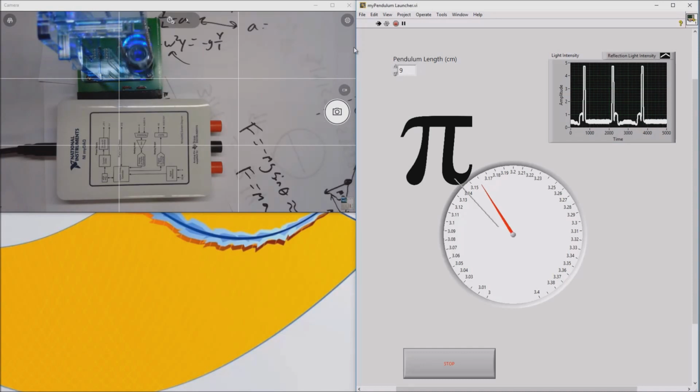So here you can see we're so close to 3.14. And you know, there are some inefficiencies in the system that are potentially causing this, but I'd say we did pretty well here, getting around 3.15. So this is just one different way of measuring pi that you just don't normally see.